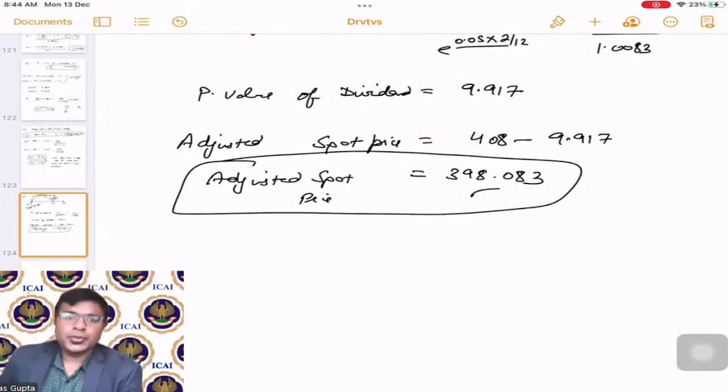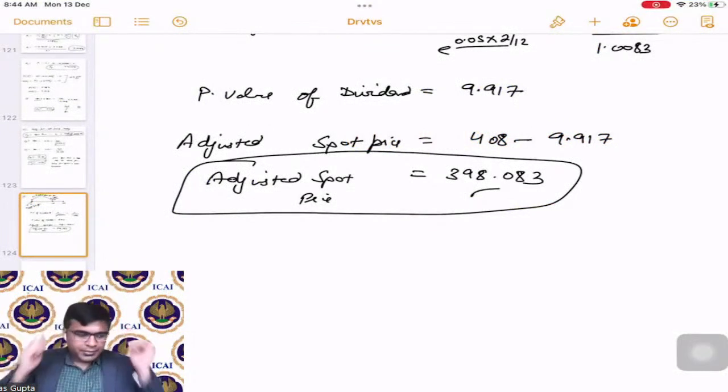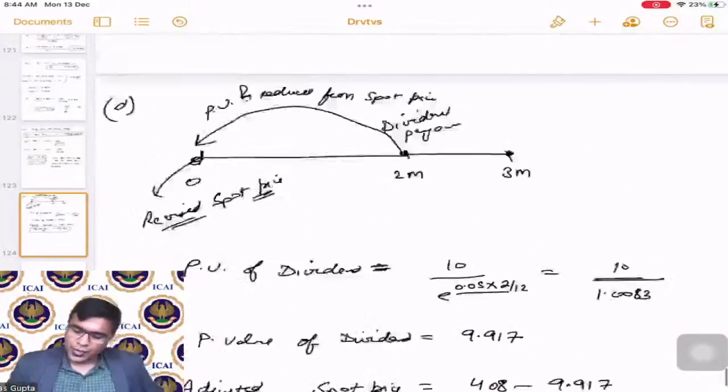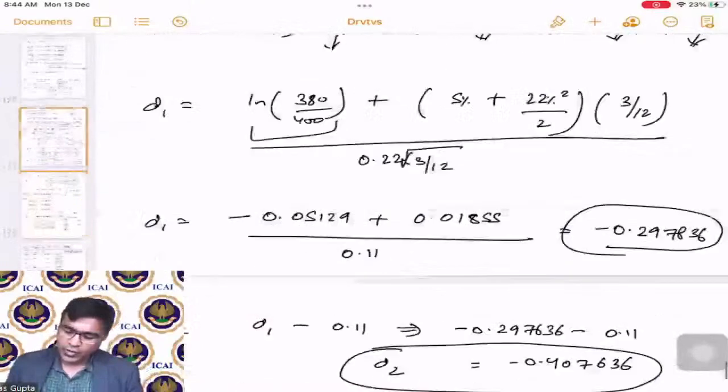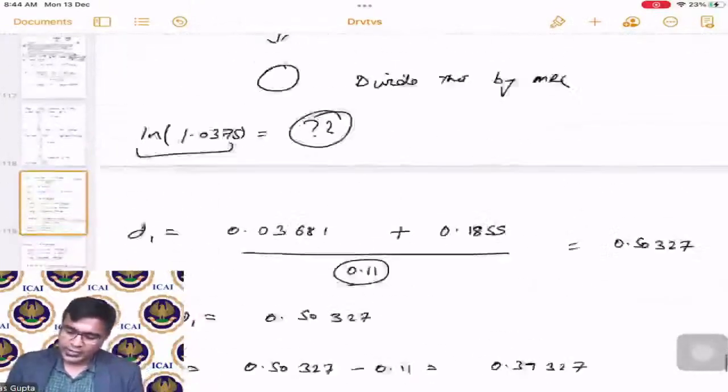Welcome back, students. So we were discussing the question number 23, last part. In that, we have calculated the spot price by reducing the present value of dividend. We call it the adjusted spot price. Using this adjusted spot price as a next part, we have to calculate the value using the Black-Scholes model. Now, what value we have to calculate, whether value of call or value of put? Let us go back and check it once.